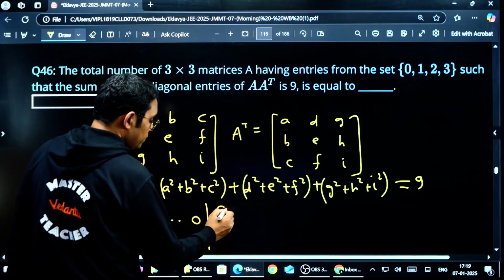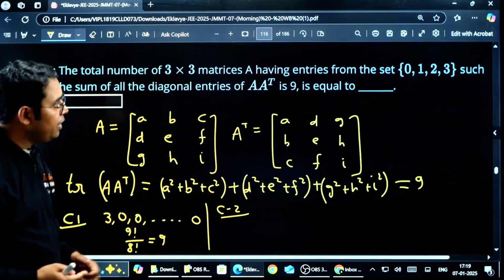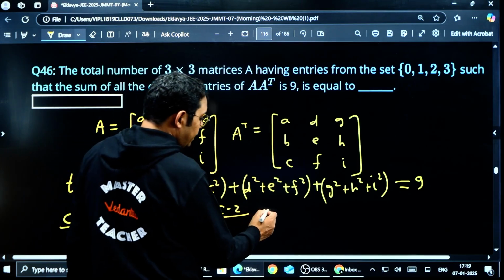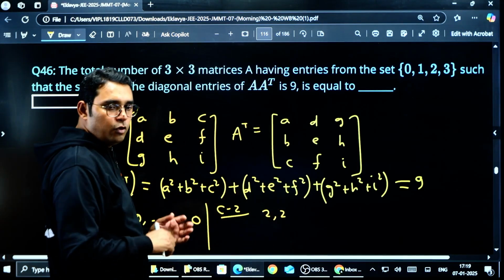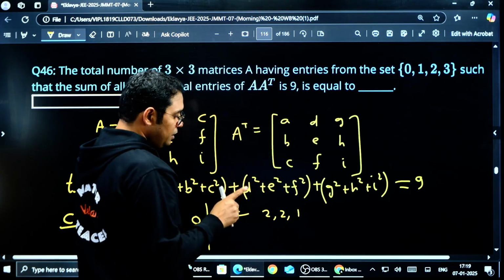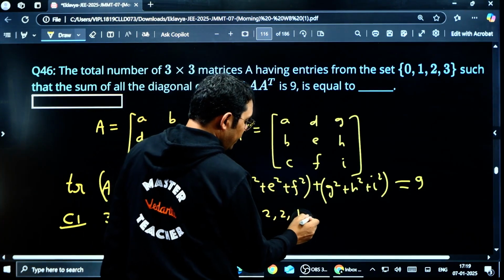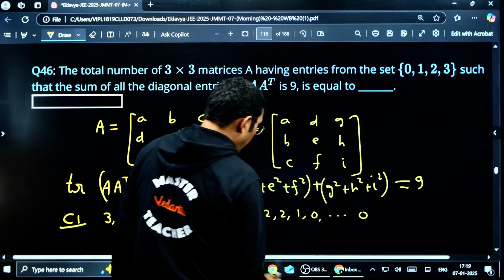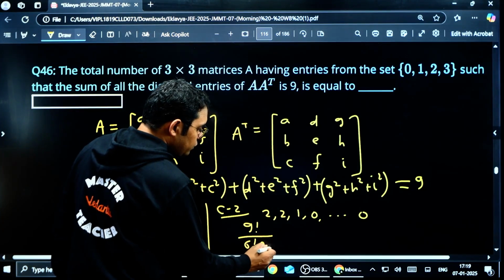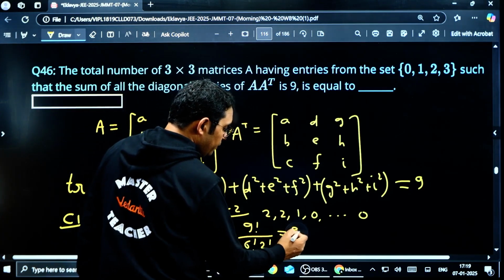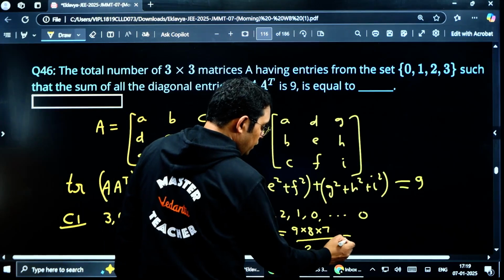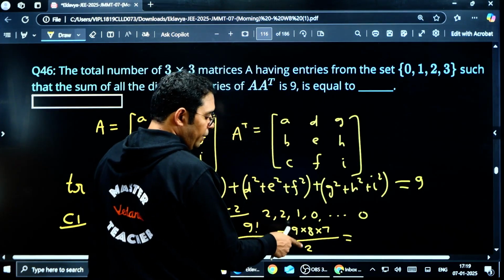Now case 2, in which I will not take 3, but I will try to take 2 as many times as we can take. So I think maximum you can take 2 two times. Because the square of 2 is 4, 4 plus 4 is 8. So you cannot take 2 a third time, and then you will have to take 1 once. So 4 plus 4 plus 1, that will become 9, and remaining elements will be 0. So out of 9, you can see you are having 6 times 0 and 2 times 2. So that will be 9 into 8 into 7, 6 factorial will get cancelled, upon 2. That becomes 9 into 8 by 2, that is 36.